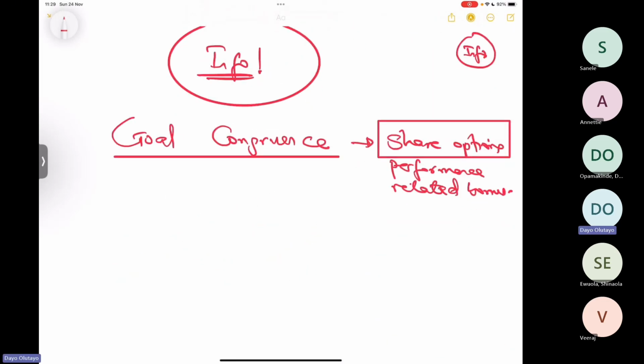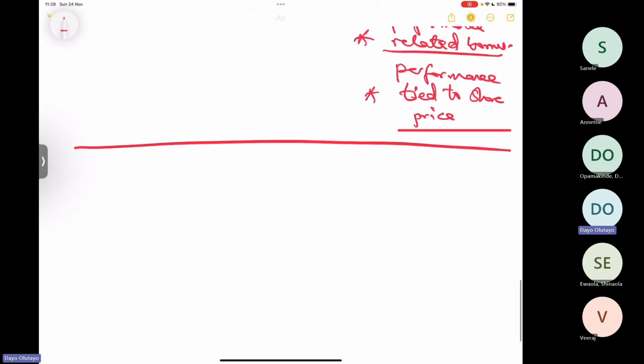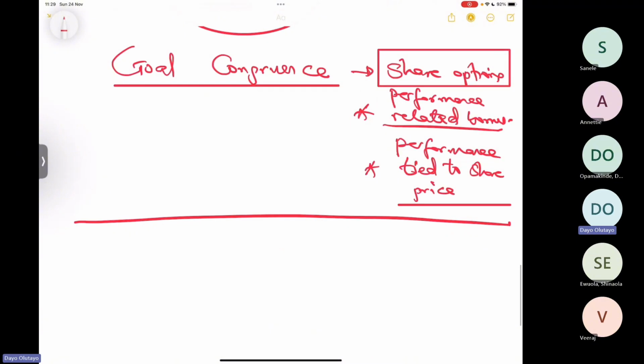Yeah. Likewise, performance related bonuses, likewise, performance tied to share price. So you can say if share price goes up by 10%, you get a 10% increase in bonus. So they start thinking like a shareholder, and they start thinking about the longer term of the business. That is section A of the syllabus in summary.